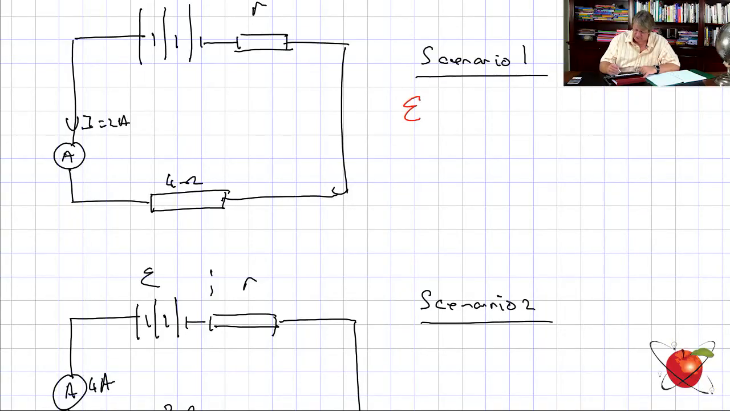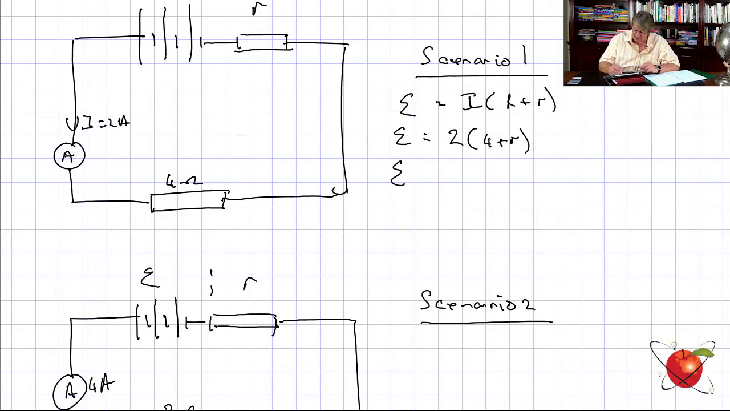Scenario 1. Now we've got an internal resistance, so we must start off with E is equal to I times R plus little r. EMF, we don't know, is equal to I, 2, times R, which is 4, plus little r. So the EMF is equal to 8 plus 2r. That's straightforward.